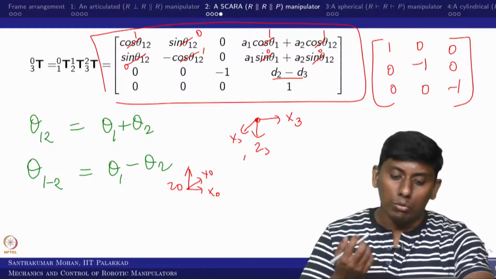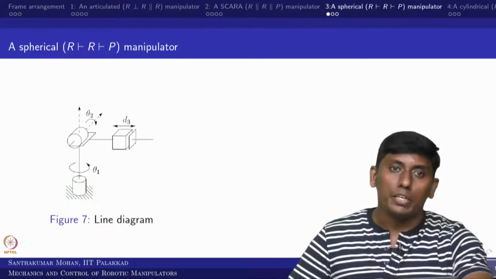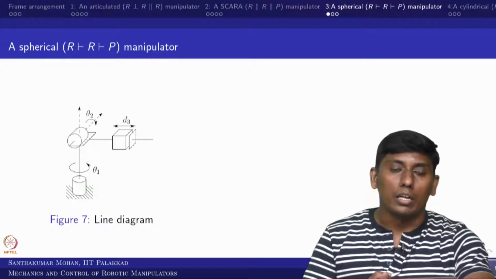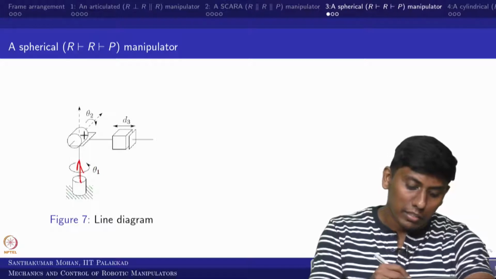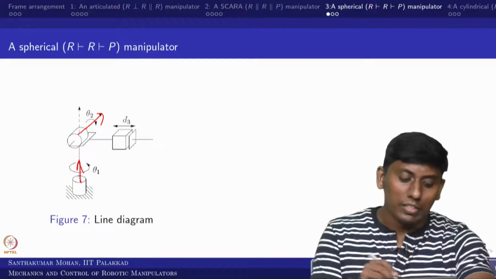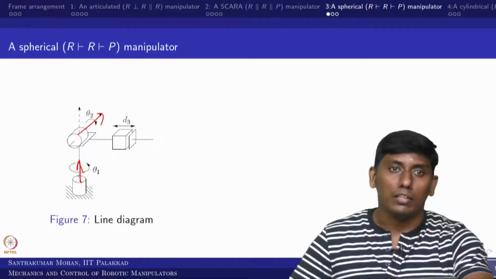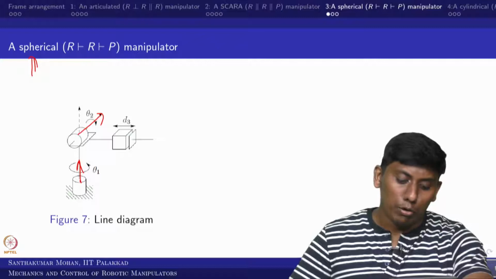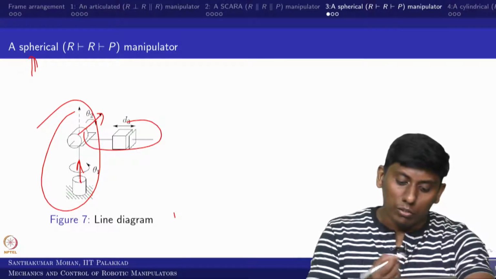Okay. So now we will go to one additional example. This is an RRP manipulator, very similar to what several of you would have. The first joint is rotary, the second is rotary, and the third is prismatic, going in and out. This makes a spherical workspace, so that is what we call a spherical manipulator. In this case it is very straightforward, because this half we have already seen and this is the only additional part that we can see.